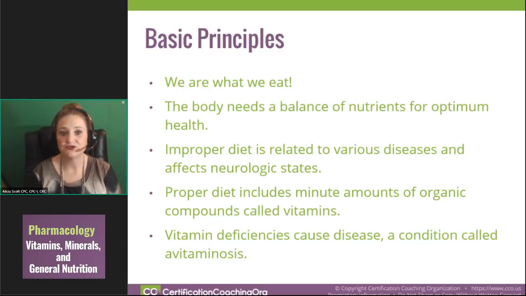If you have an improper diet, then you set yourself up for various diseases, as well as having problems neurologically. We'll talk about that a little bit too. And then vitamin deficiencies, we want to be very aware of what that does to the body. And if you have a vitamin deficiency, what is that called? Well, write this down because it's avitaminosis. So if you've never heard that, avitaminosis is a vitamin deficiency, and it can be in any vitamin. We'll talk more in depth about the different vitamins.